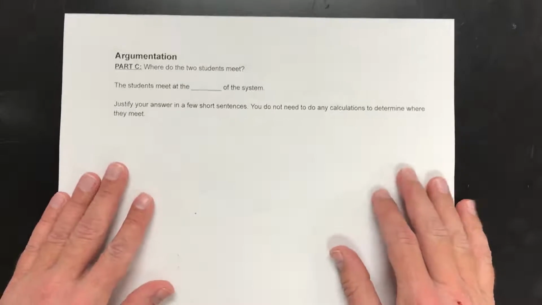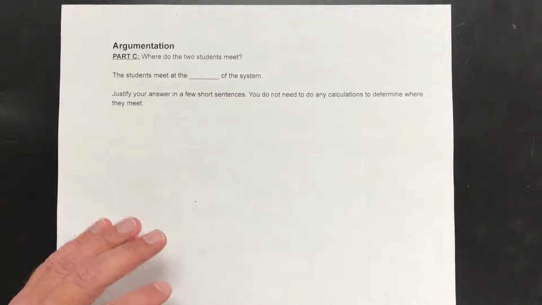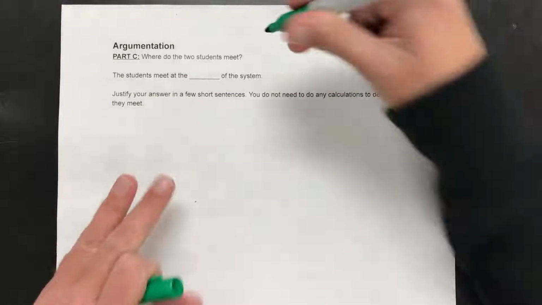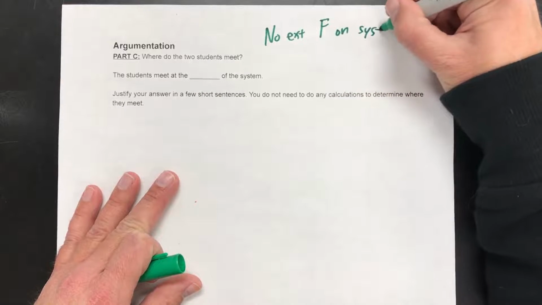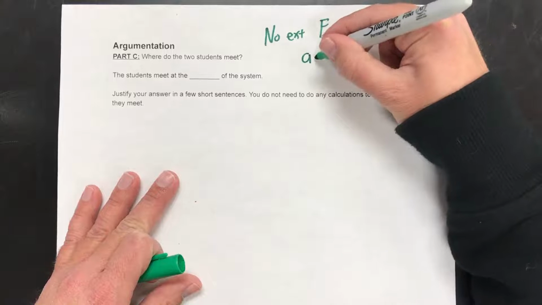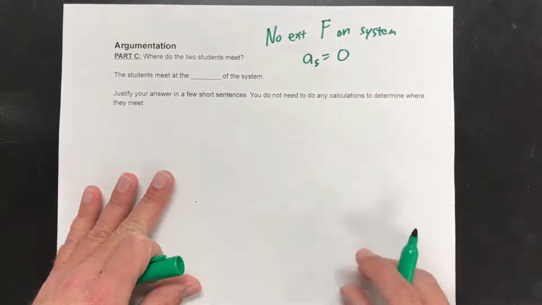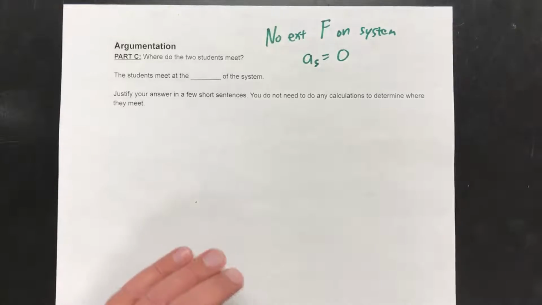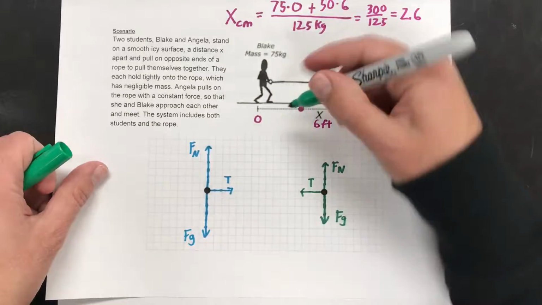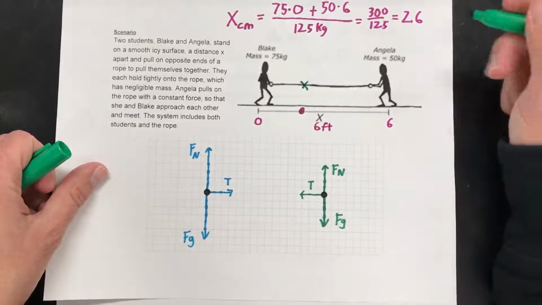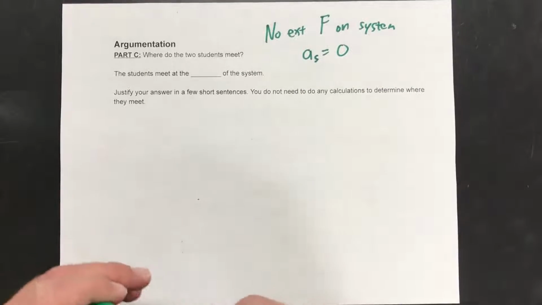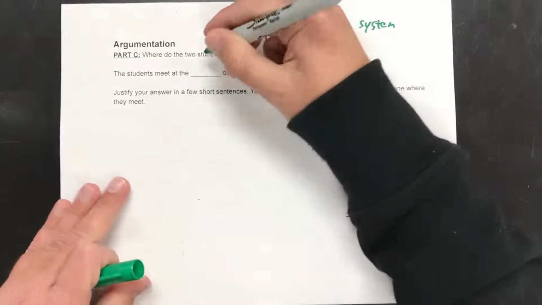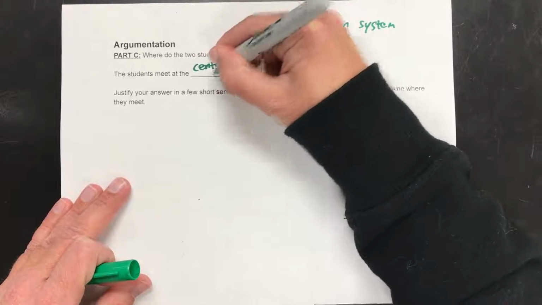Next part says, where do the two students meet? The students meet at, well, let's think about the force on the system. There is no external force on the system, and therefore there will be no acceleration for the system. The system's acceleration will be equal to 0. So where can we think of the whole system as being? Right here, right at the center of mass. So they'll meet right there, because the system itself won't accelerate at all because there's no net force on it. So they will meet at the center of mass.